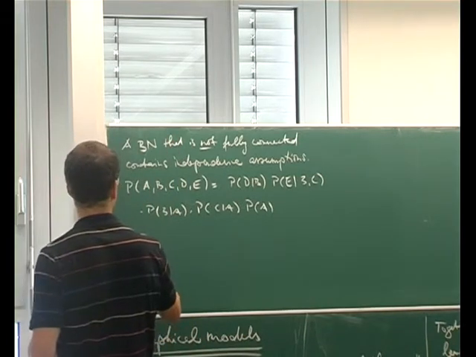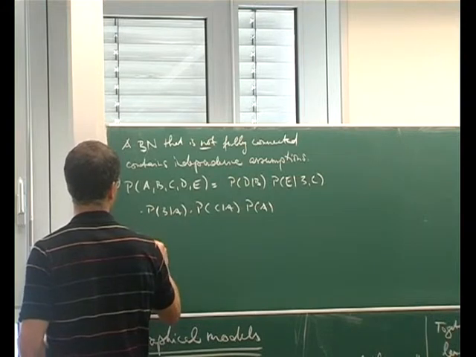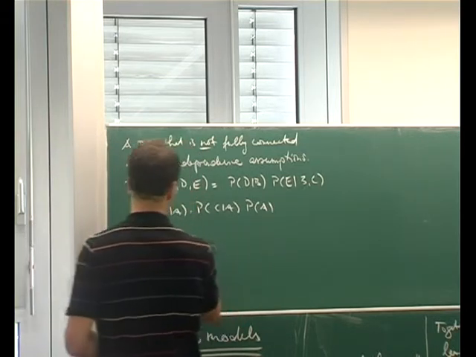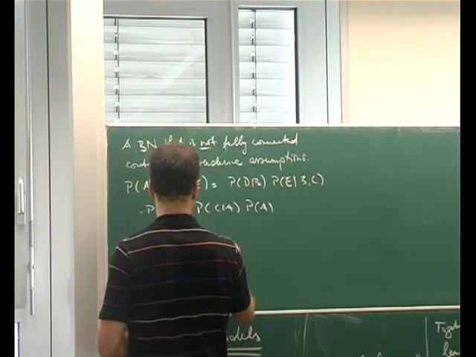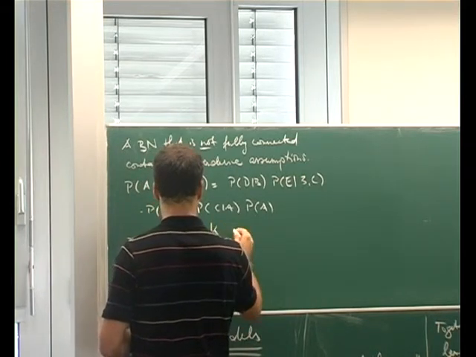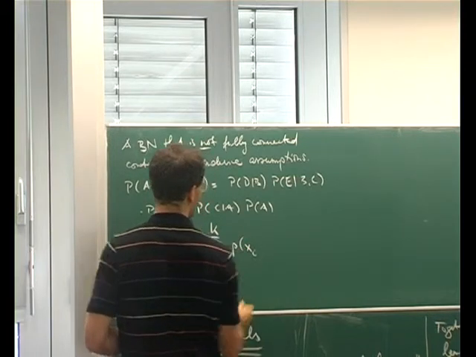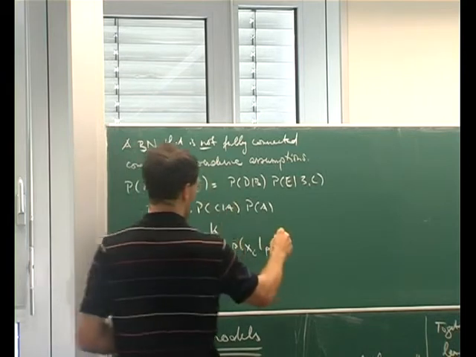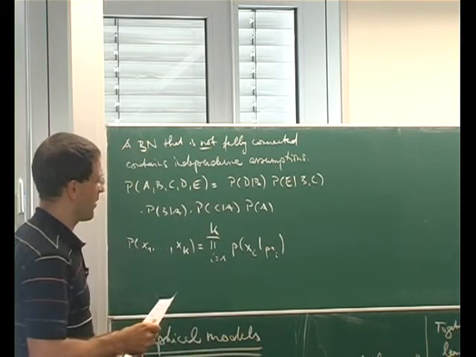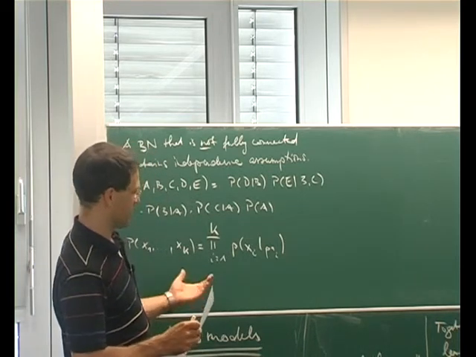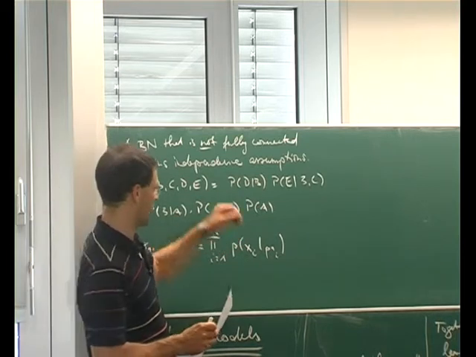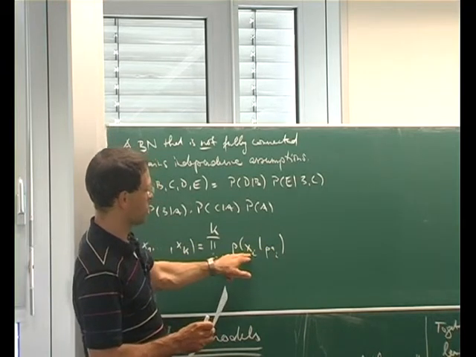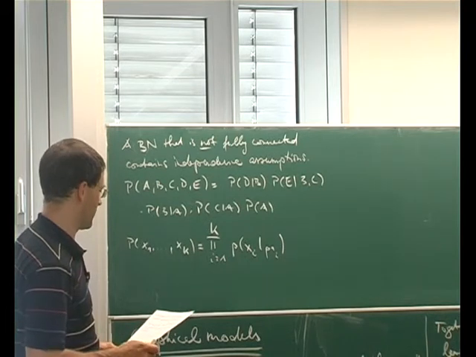In other words, or more generally speaking, if we have random variables x1 through xk, I can write their joint probability as the product of conditional probabilities of all variables xi given their parents, where a variable with no parent just has a prior probability. So remember, we have P of A in there. And a parent is a variable pointing towards xi in this graphical representation.